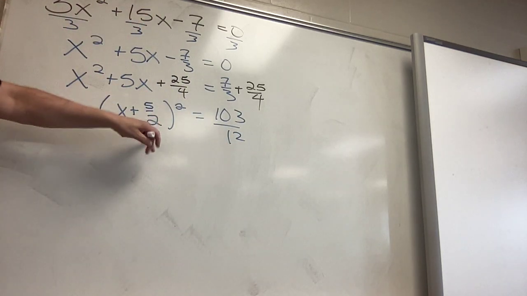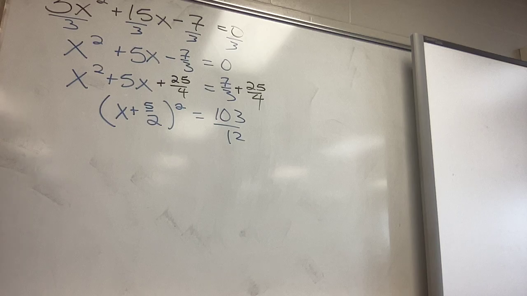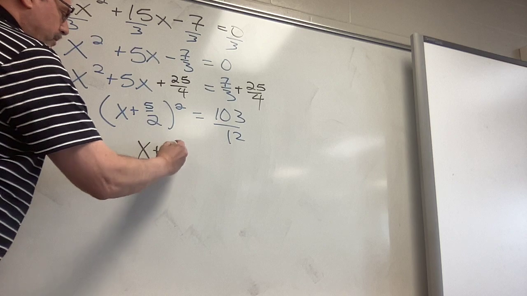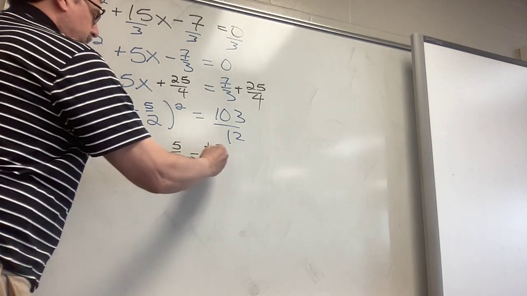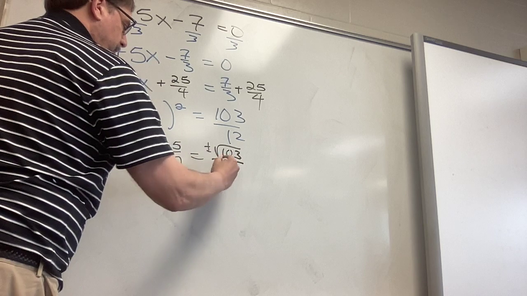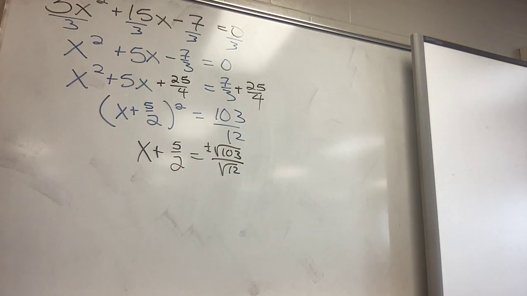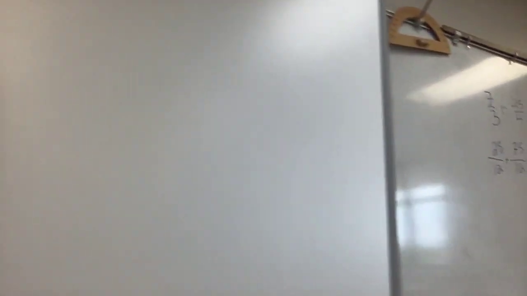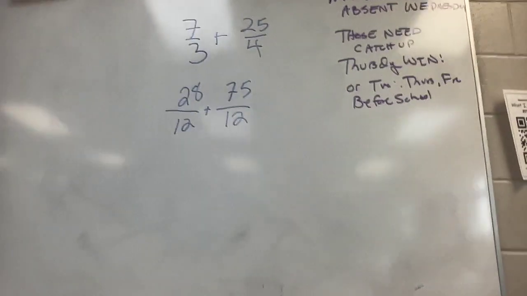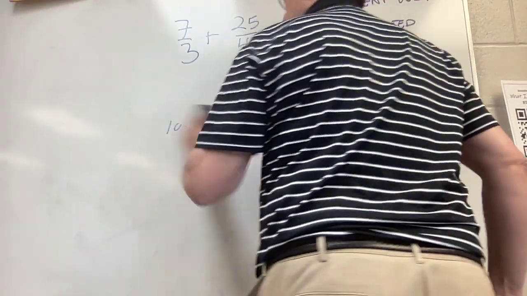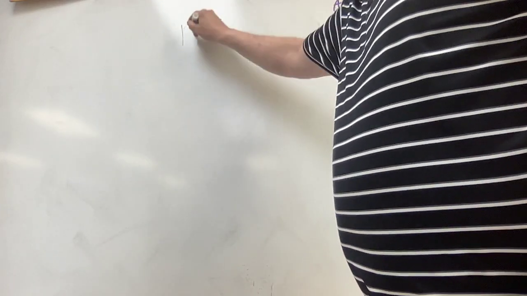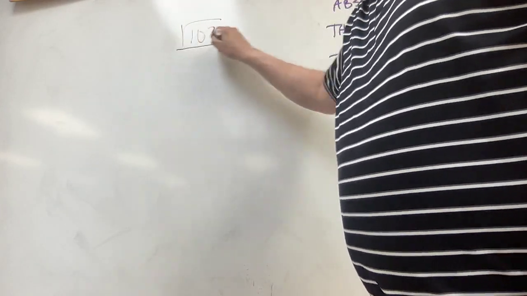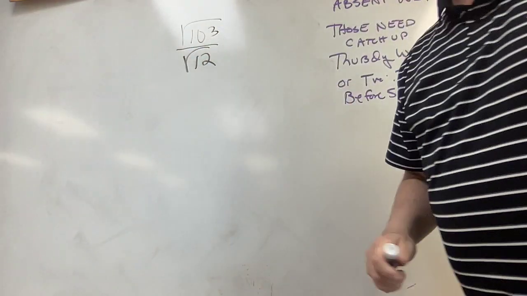Half it, square it, add to both sides, factor it. Now square root, without explanation, plus or minus. Oh my goodness, things in this class are following one after another. Things we've learned before, we're learning now. We are now going to have to apparently break down square root of 103 over square root of 12. Oh, we've done this before.